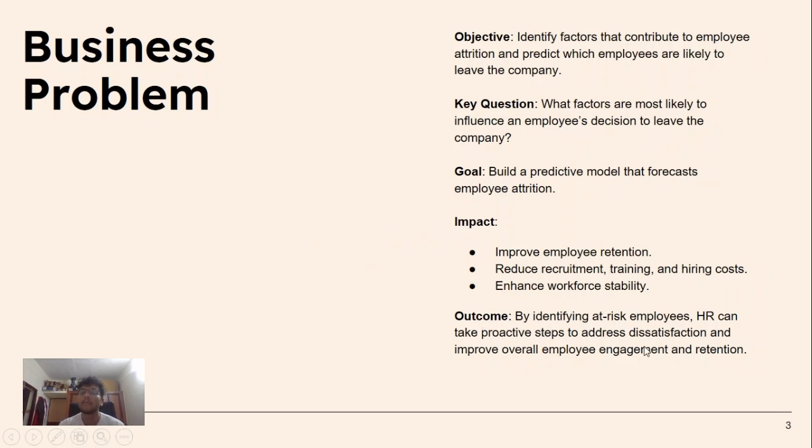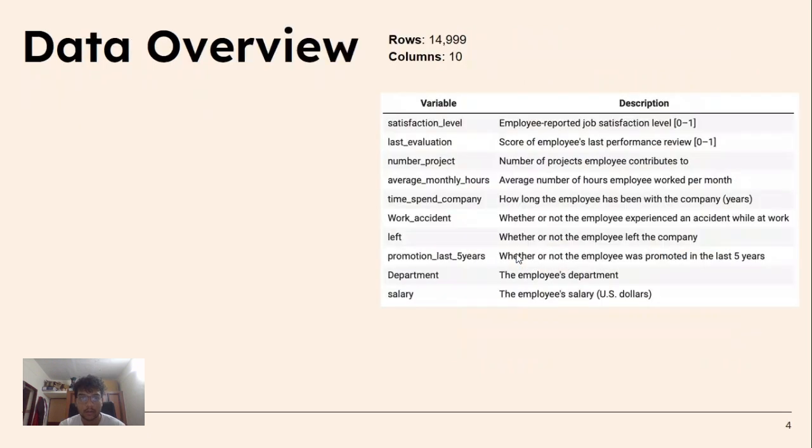Because by identifying at-risk employees, HR can take proactive steps to address dissatisfaction and improve overall employee engagement and retention. Because, as I said, retaining an employee is easier than hiring a new employee, which is more tedious. So, hence, our goal right now is to build a predictive model that forecasts employee attrition. We believe this business analysis can have the following impact: it can improve employee retention, reduce recruitment, training, and hiring costs, as I said, and enhance workforce stability.